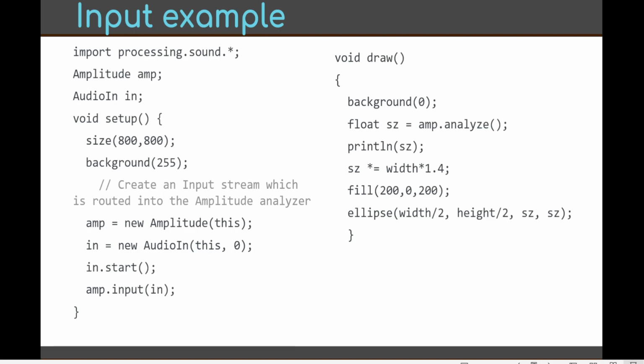And then we want to start it up. We want to start sampling from it, start getting the bits that it's delivering to the computer, and use it as an input. And then once we've started it, we can do the amplitude analysis. We give it that input source as well.